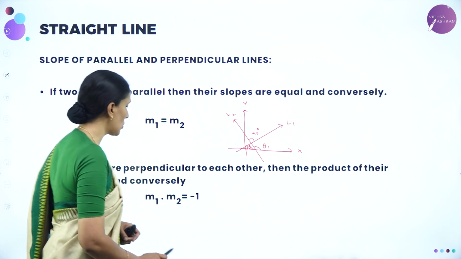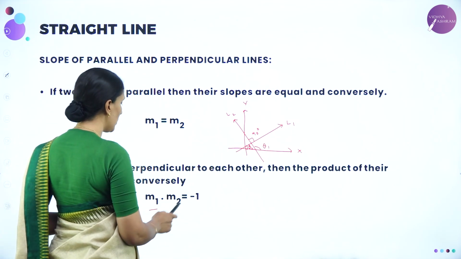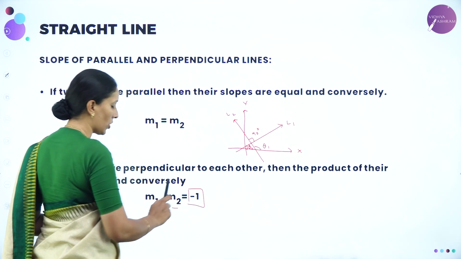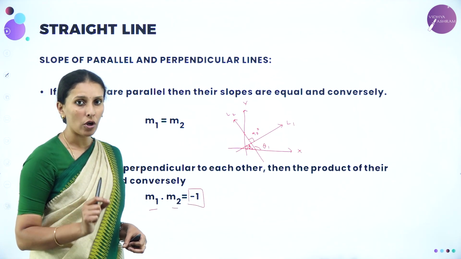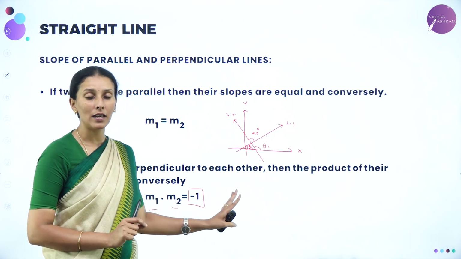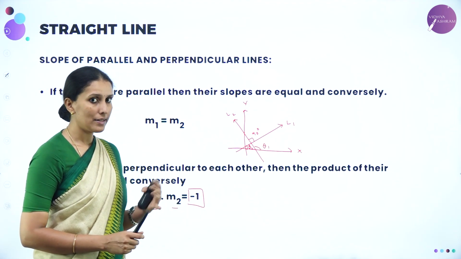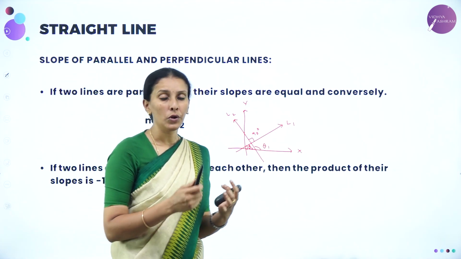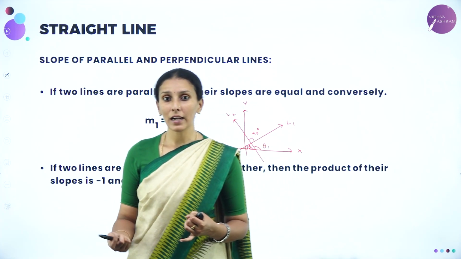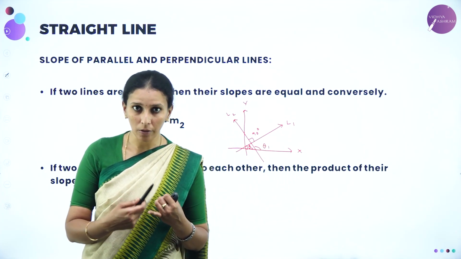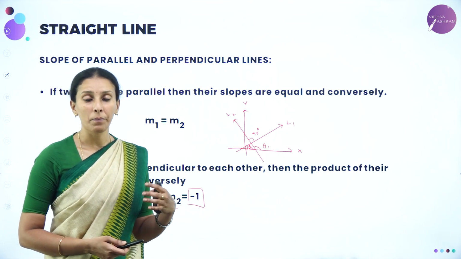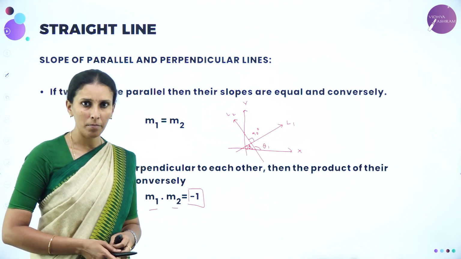For theta 1, the slope is m1. For theta 2, the slope is m2. And if we multiply them, we get the value -1. To show that two lines are perpendicular to each other, it is enough to show that their product is equal to -1. And hence, if you want to prove two lines are parallel, then show that their slopes are equal. Similarly, if you want to show that two lines are perpendicular, we can show that m1 into m2, that is the product of their slopes, is equal to -1.